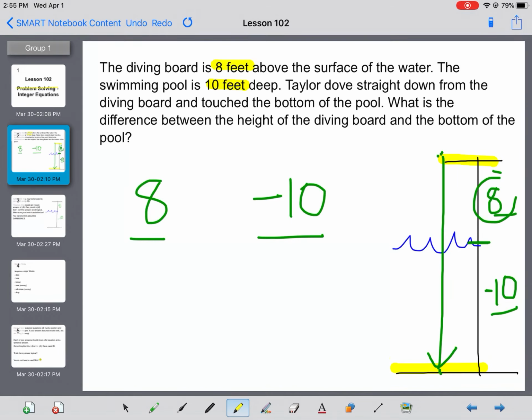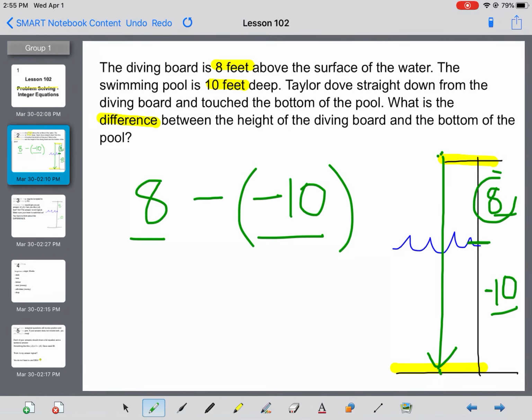So we know that Taylor dove straight down from the top to the bottom, but the question at the end is, what is the difference between the height of the diving board and the bottom of the pool? In math, difference should always make us think of subtraction. Okay, so when it says, what is the difference? Think, I need to be subtracting here.